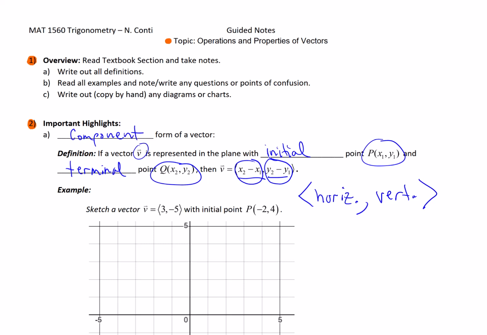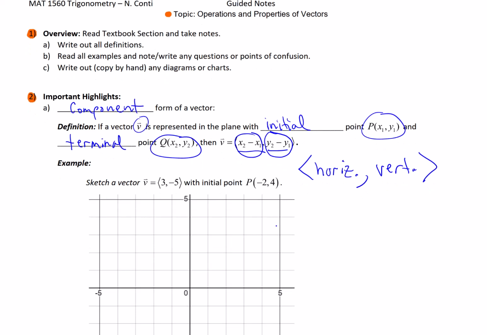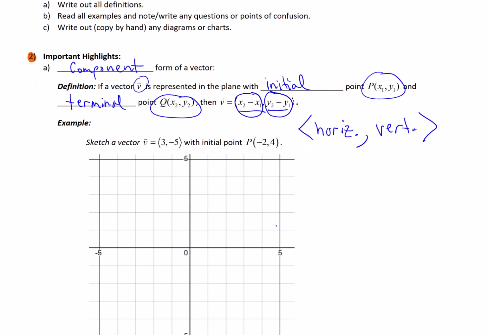Now, I think it's helpful to see an example of how this could show up on a coordinate plane. The symbols are helpful, but they're most helpful when you see them in action. So let's do an example where we sketch a vector v, given in component form. Vector v is given the components 3, negative 5. And we're also given the initial point P as negative 2, 4.